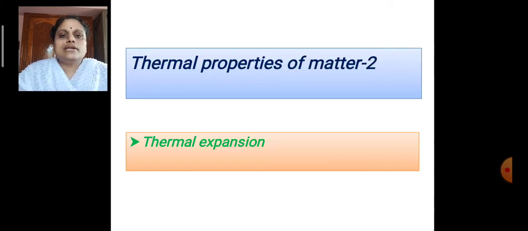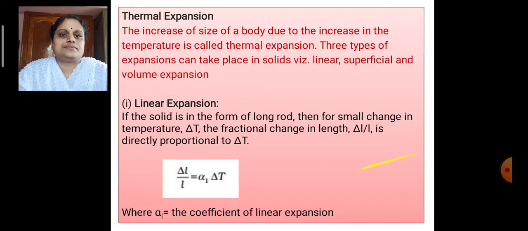In this module we will discuss thermal expansion. The increase in size of a body due to the increase in the temperature is called thermal expansion. Three types of expansions can take place in solids, that is linear, superficial or areal, and volume expansion. Now let us discuss these three in detail.